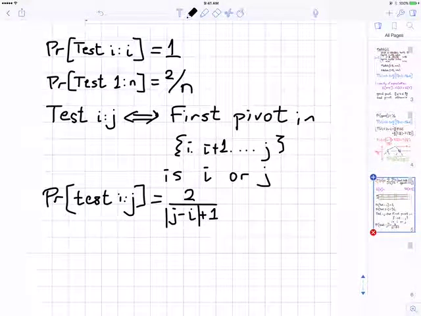Yes? It's only true if I and J aren't equal, right? Oh, yeah, okay. If I and J are actually equal, then that should be a 1. Okay, yeah. There's some off by 1s in there, which you can adjust for.